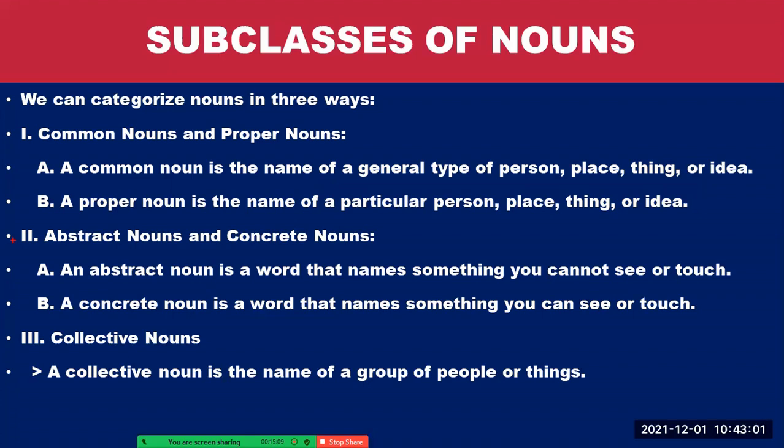All right? Then the next subclass of nouns is collective nouns. A collective noun is the name of a group of people or things. So now let's look at their specific examples.